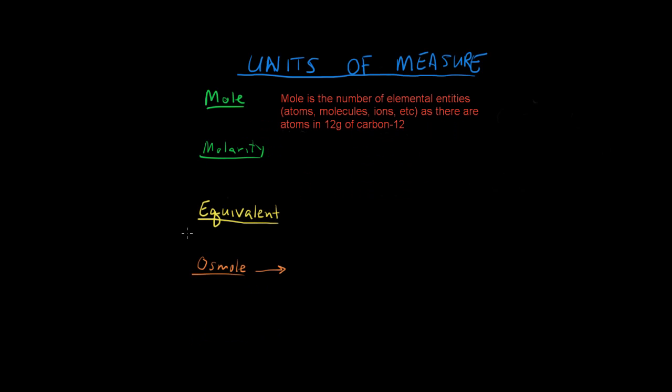A mole is a really simple concept, but I think people get confused. A mole is just a quantity. It's just a number. A more proper definition is typed up right here: a mole is the number of elemental entities as there are atoms in 12 grams of carbon-12. Well, 12 grams of carbon-12 has 6.02 times 10 to the 23rd atoms. 6.02 times 10 to the 23rd is Avogadro's number.